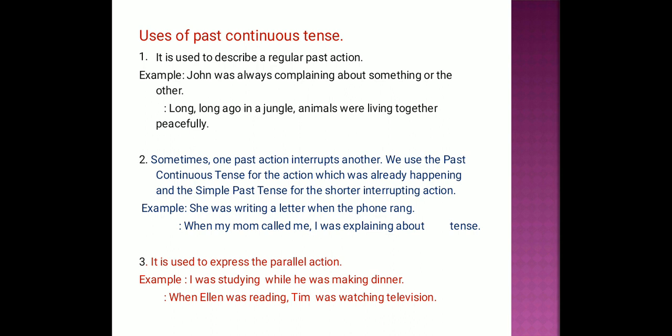Here, two actions, I was studying and he was making dinner, were happening at the same time. Another example, when Ellen was reading, Tim was watching television. Here also, two actions, reading and watching television, were happening at the same time. And we use past continuous tense to express those types of parallel actions.